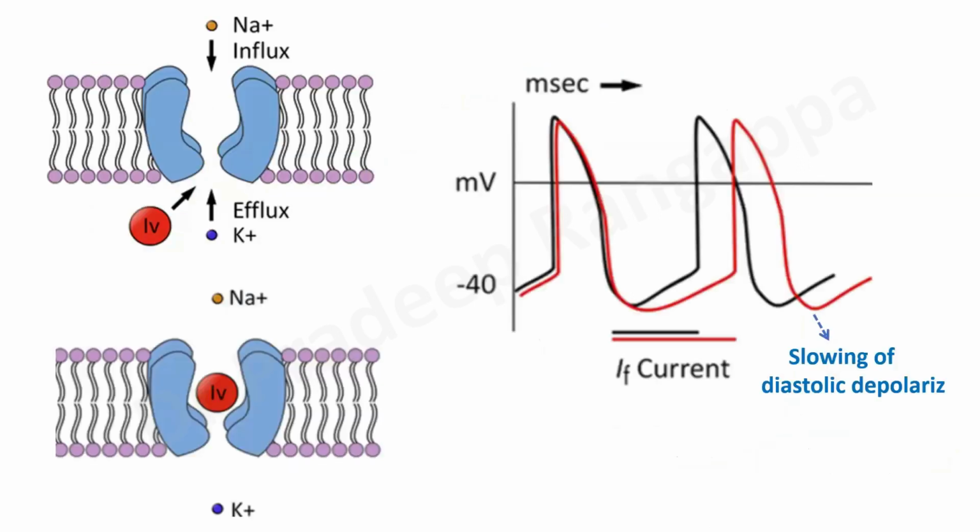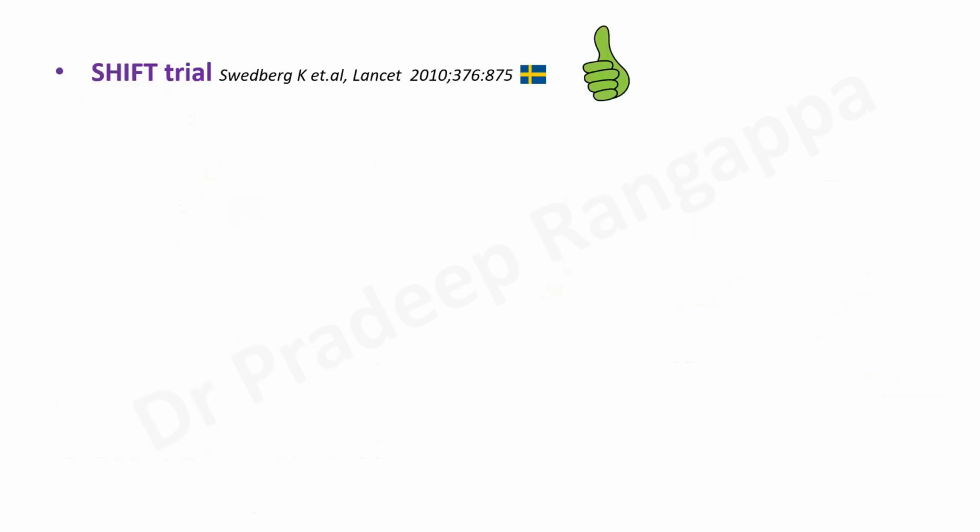So let's look into what has been the evidence for Ivabradine. So there are three important trials, maybe useful for all the trainees to know about its possible role in cardiac conditions. So there is this SHIFT trial, there is a BEAUTIFUL trial and SIGNIFY trial, all nice names for trainees to remember. So the SHIFT trial was from the Swedish group, which came in 2010 in the Lancet.